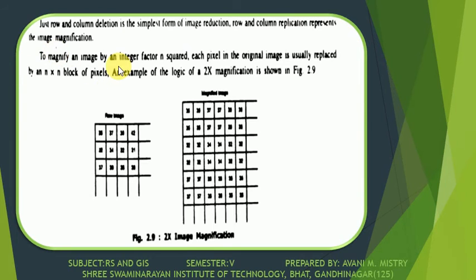Then modify an image by an integer factor n squared. Each pixel in the original image is usually replaced by an n block of the pixel. An example of the logic of 2x magnification is shown in the figure.